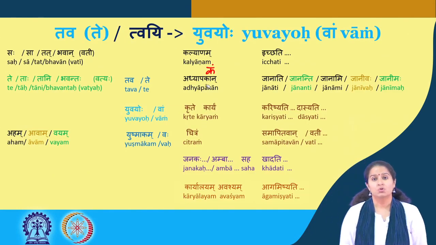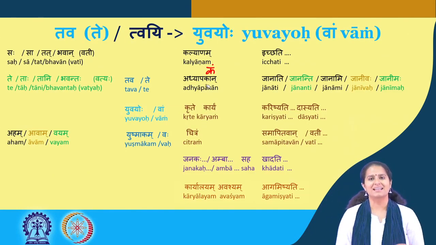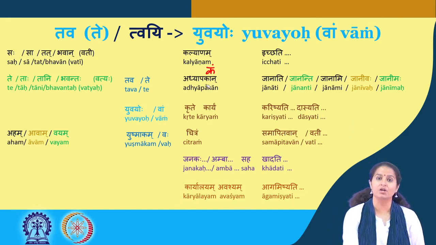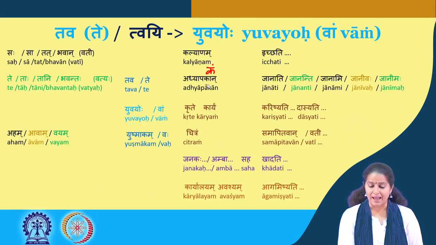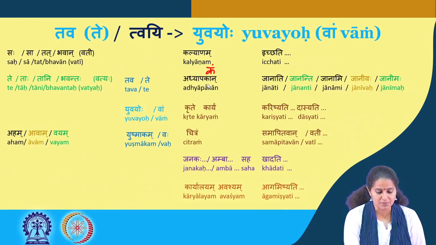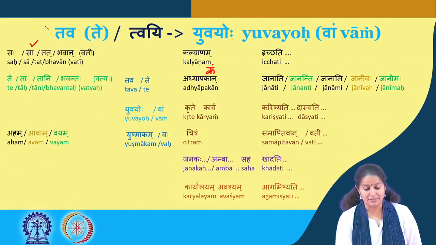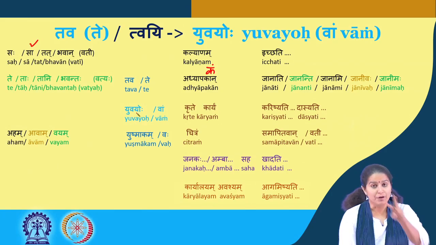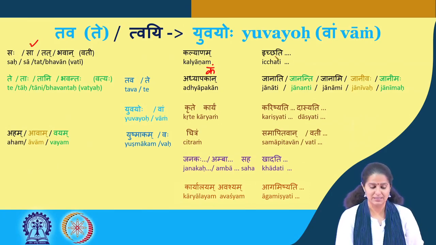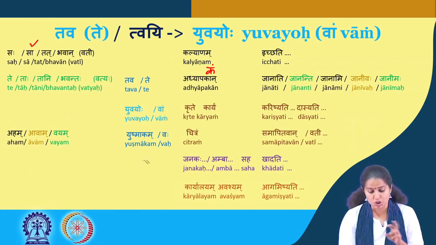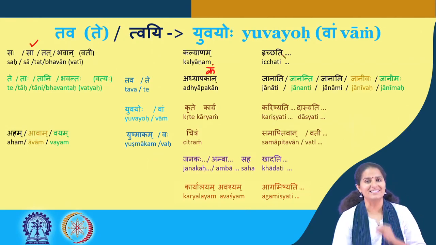So, let's move on to the last two cases that are there, which get the same form, yuvayoho. So, we have the sixth and the seventh, tava or tvai, which becomes yuvayoho, of the two of you. So, let's do it here. We'll do it with the pronoun sa instead of saha. So, sa tava or te kalyanam ichhati. Follow the cursor. Sa yuvayoho kalyanam ichhati, and finally sa yushmakam kalyanam ichhati.